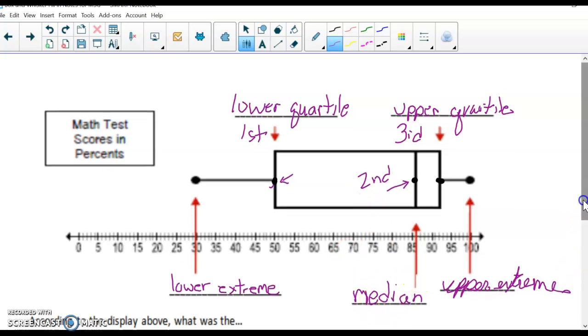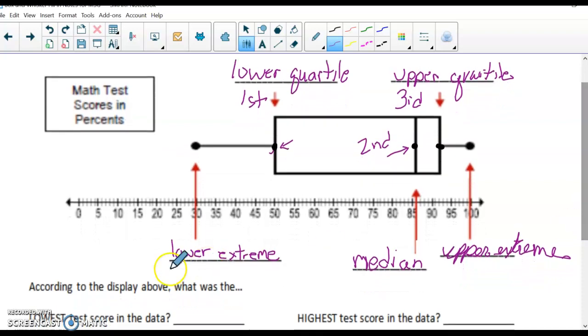Okay, so now we're going to answer some questions. So this box plot, as you see, we have a number line. Now, you really don't need all these excess numbers. So look at how the number line is even intervals. They're going by 5s, and then they put little tick marks to show the 1s. You don't have to number every single line, but you do want to make sure all your numbers are represented. And we have a title, Math Test Scores in Percents.